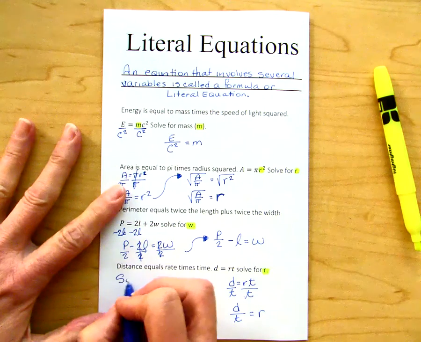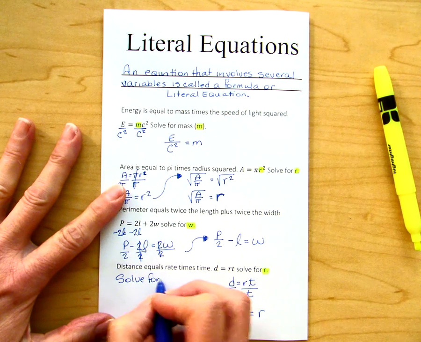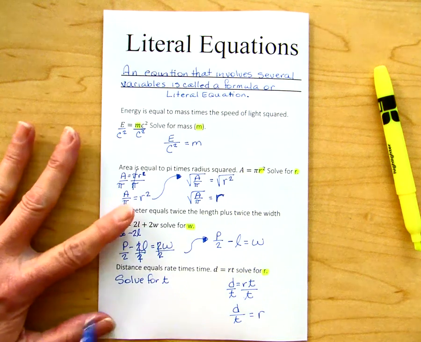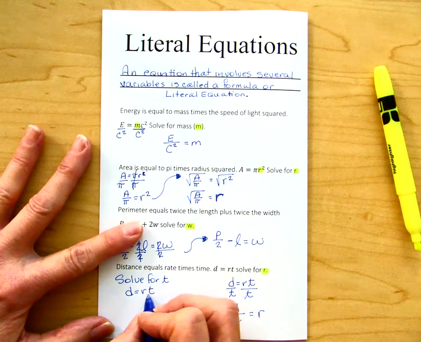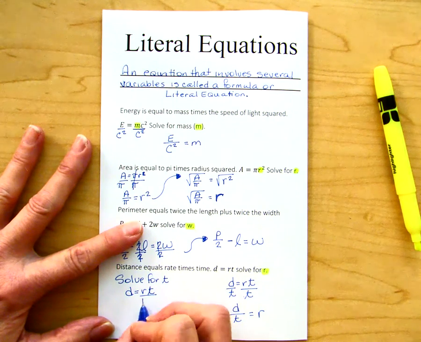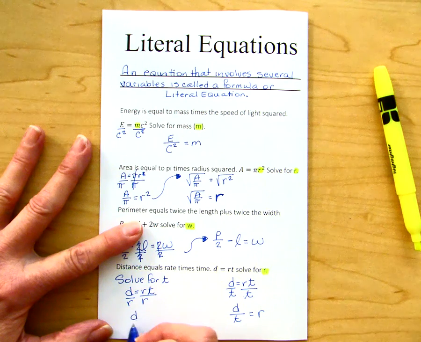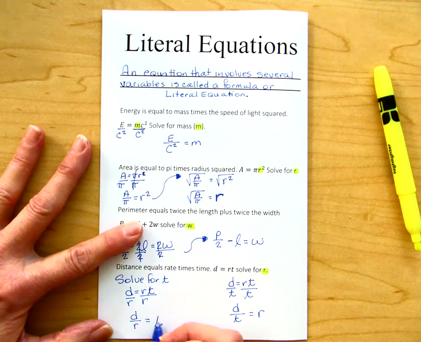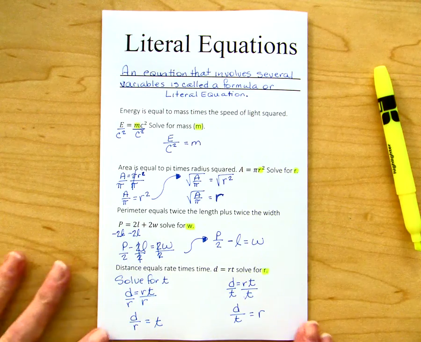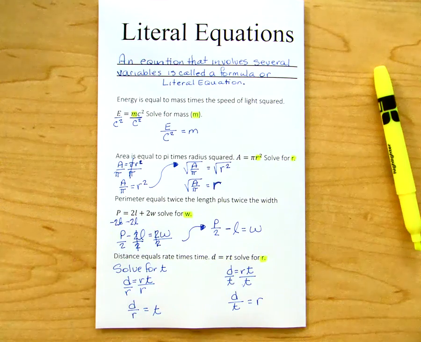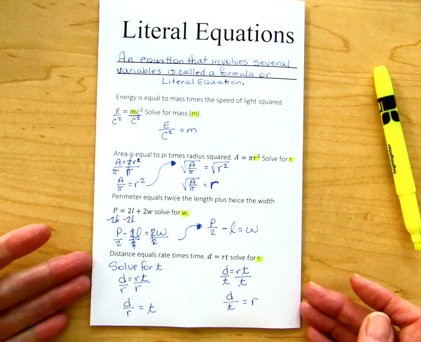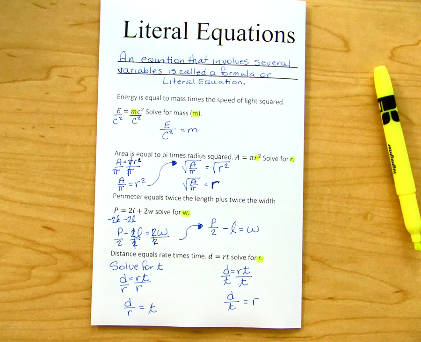I could also solve this equation for time. So I would say d, or distance, equals rate times time. And since I want to keep the t, I'm going to divide by r. So we have distance divided by rate equals time. So here you have 3 different ways to find distance, rate, and time. So these are literal equations. You have to analyze what is happening to the variable that they want you to solve for, and then use inverse operations in order to get that letter by itself.